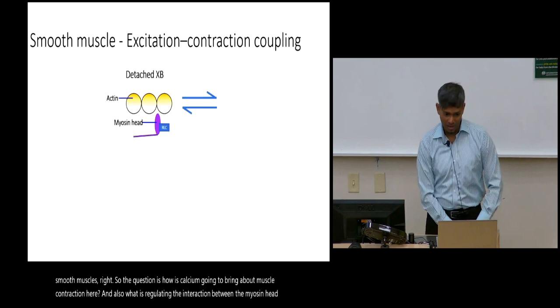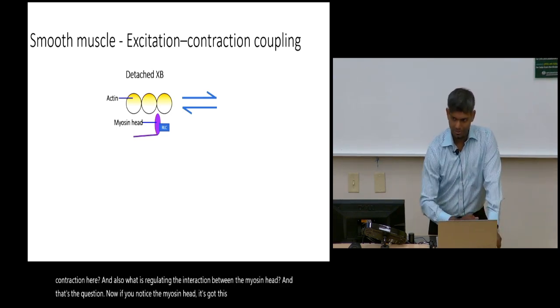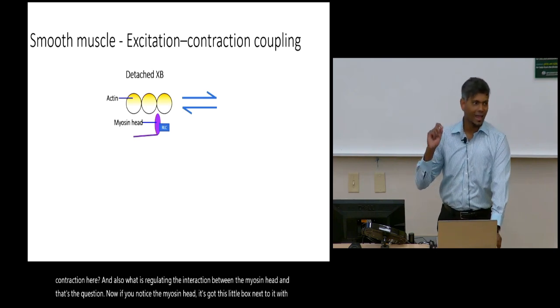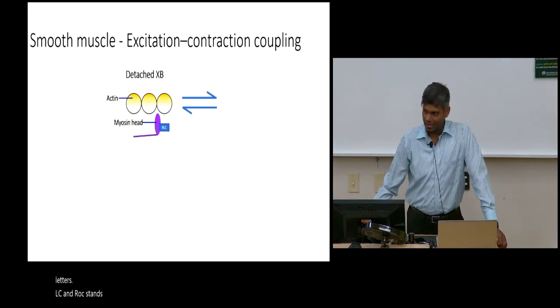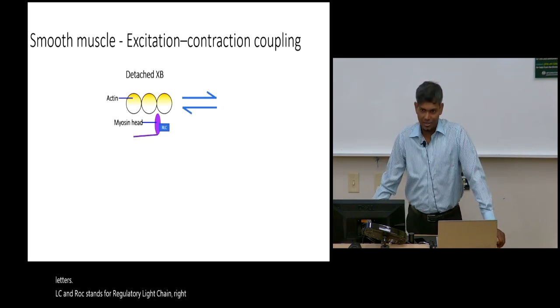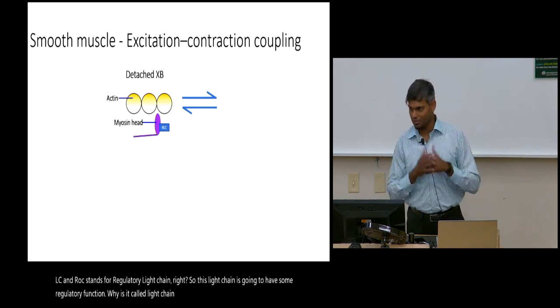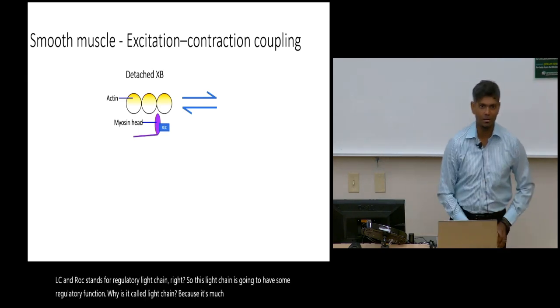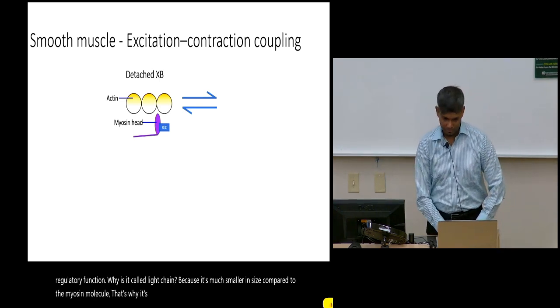That's the question. Now if you notice the myosin head, it's got this little box next to it with the letters RLC, and RLC stands for regulatory light chain, right? So this light chain is going to have some regulatory function. Why is it called light chain? Because it's much smaller in size compared to the myosin molecule, right? That's why it's called regulatory light chain.